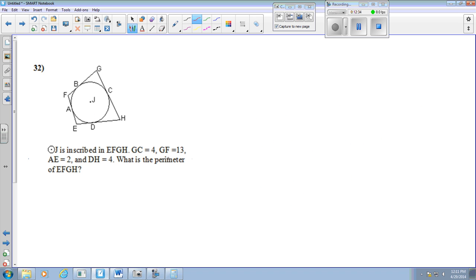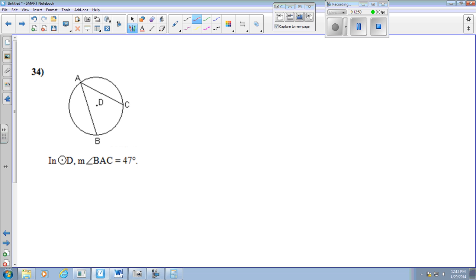This one, I think we've talked about this. This was on our last test. We're going to say that GC is 4 because it's tangent to the circle. This would also be 4. GF is 13. If this part of it is 4, then this would have to be 9 to make the total of 13. If that is 9, then this is 9, and so on from there.